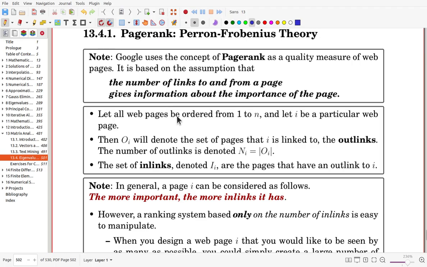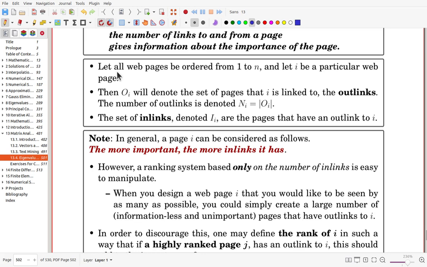Right? Now we'll begin defining the terms. All web pages are ordered from 1 to n, where n is the total number of web pages. And i is a particular web page, so you may think of i as the ith web page. Now O_i is the set of pages that i is linked to, so these are our out-linkers. In the ith web page, if it includes some other web pages for linking, then these are our out-linkers. And we use N_i to indicate the number of out-linkers inside the ith web page.